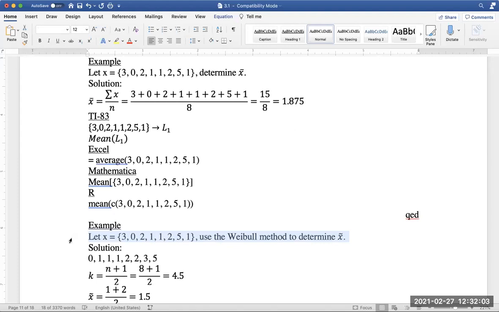Let's do the following. Let X equal 3, 0, 2, 1, 1, 2, 5, 1. Use the Weigel method to compute the median. So first, before you find the median, and this is very important, sort your data. You must first sort your data. If you don't sort your data, everything else that you're going to do is worthless because it's going to be wrong.